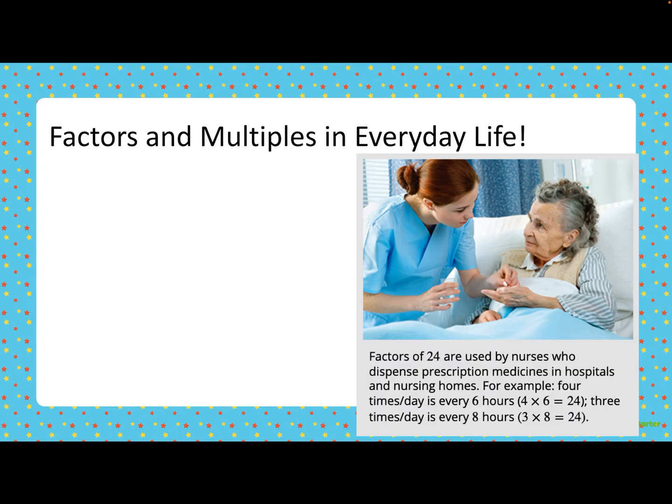We use factors and multiples in everyday life all the time. An example is nurses who would use factors of 24. When they're giving out prescription medication in nurses or in old age homes, they might be told that they need to give out the medication 4 times a day. This would mean they would need to do it every 6 hours, because 4 times 6 is 24. Or the medication might be 3 times a day, which would be every 8 hours, because 3 times 8 is 24.